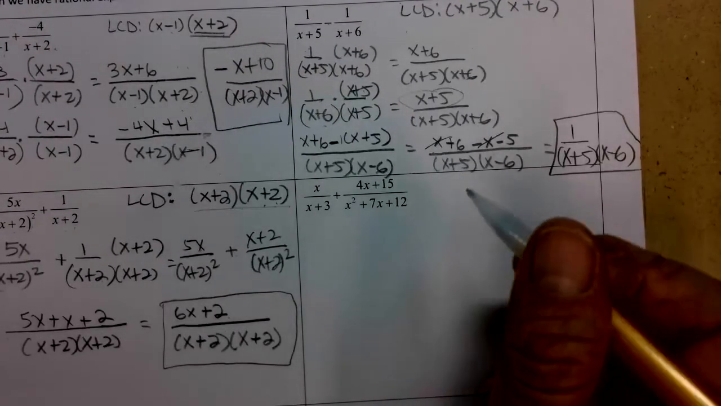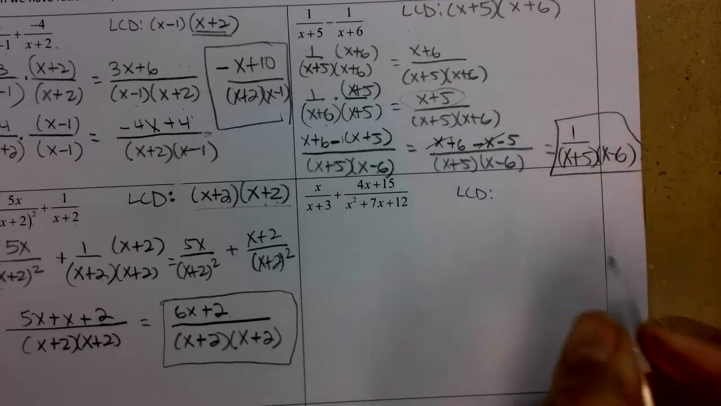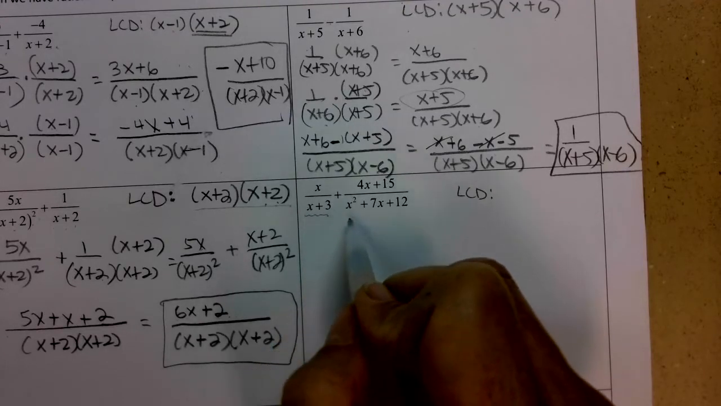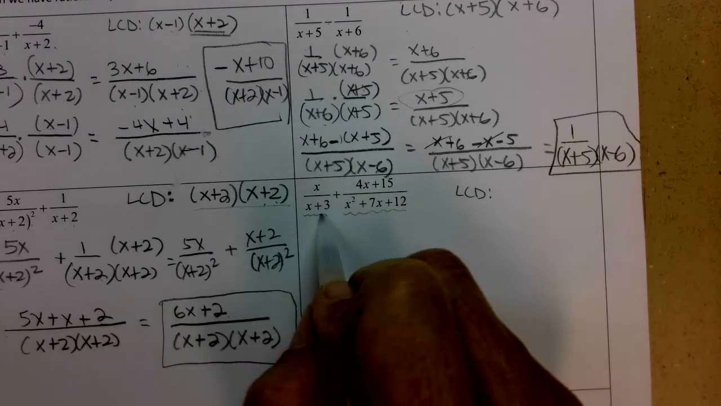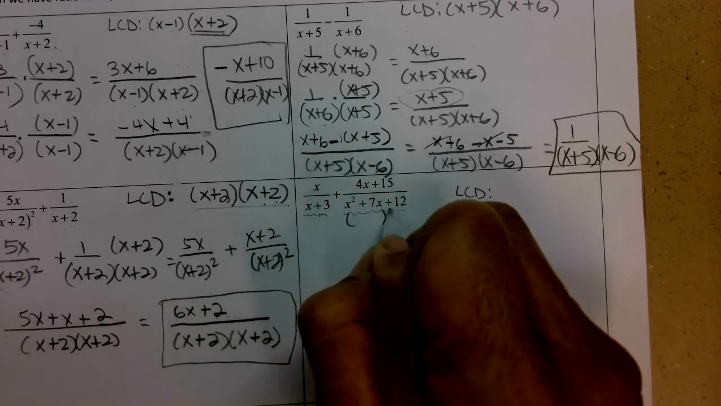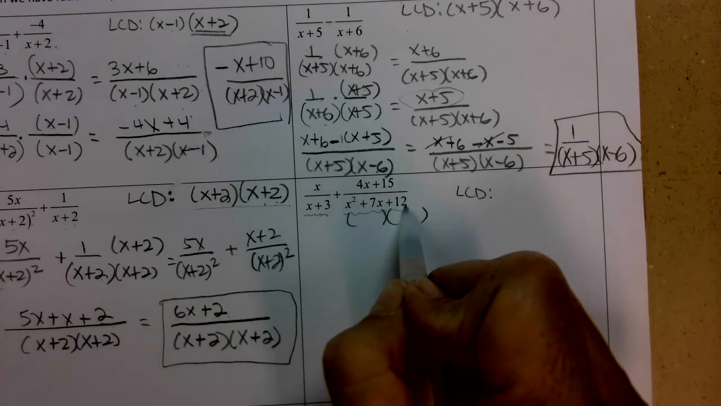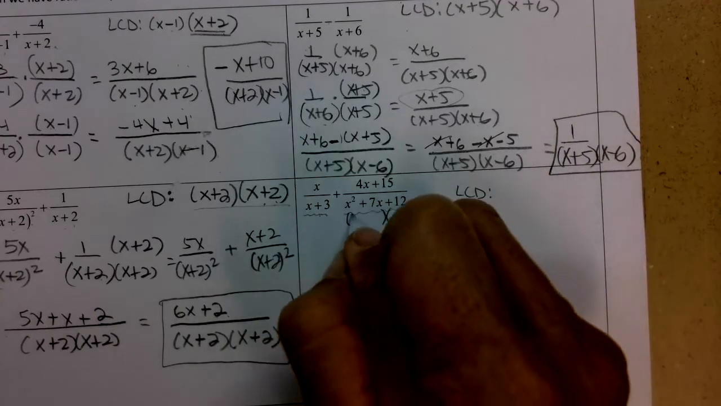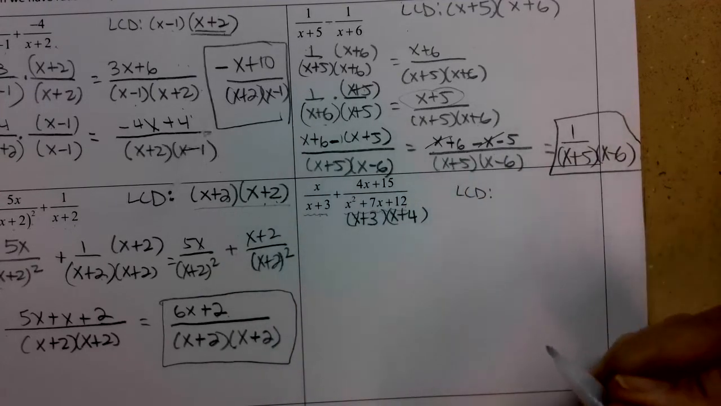Oh boy, this one could be ugly. Let's think what that LCD might be. A lot of times when you have one denominator that's linear and the other one that's quadratic, that linear factor is going to go into the quadratic factor. So you should go ahead and factor this. Factor x squared plus 7x plus 12. Got it? So that's an x plus 3 times an x plus 4.